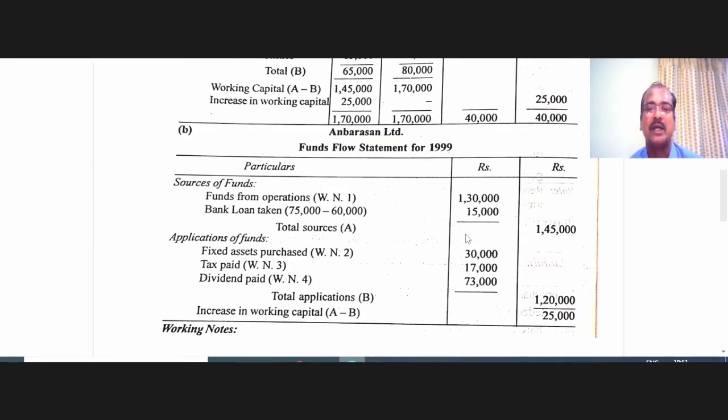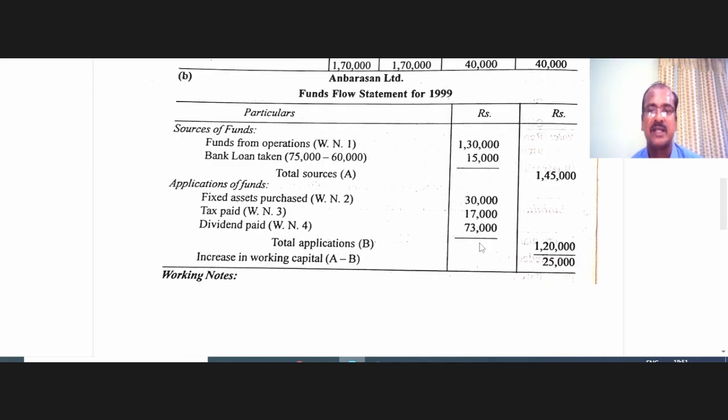So let's look at the funds flow statement for the year 1999. Sources of funds. Funds from operation, I told you to calculate it. Operating profit plus depreciation, it comes to 1,30,000. Bank loan taken, that also I explained, 15,000 rupees. Total sources 1,45,000. Fixed assets purchase according to the ledger account 30,000 rupees. Tax paid, we found out the amount of tax paid through the preparation of provision for taxation account, it amounted to 17,000. Dividend paid, we calculated because there is a mismatch between the figures of the P&L account. So we found out the missing figure, a dividend paid of 73,000. So total applications come to 1,20,000. Total sources come to 1,45,000. So here the increase in working capital we found as per the schedule of changes in working capital prepared comes to 25,000. So obviously now the funds flow statement is tallied. You find there is a good match between sources of funds and application of funds.